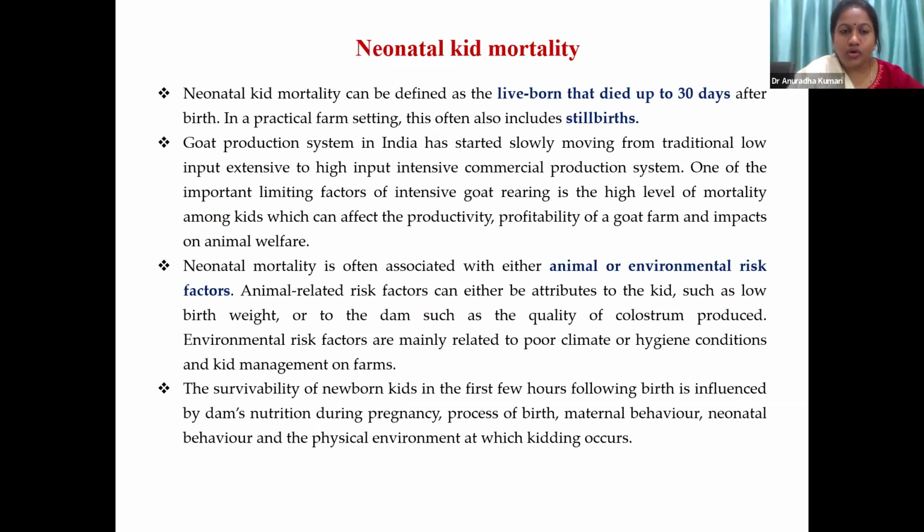As we know, the goat production system in India is slowly moving from the traditional low input technology to a high input intensive commercial production system. One of the most important limiting factors for this intensive commercial goat production system is the high mortality rate of kids that affects the productivity, profitability, and the animal welfare too.